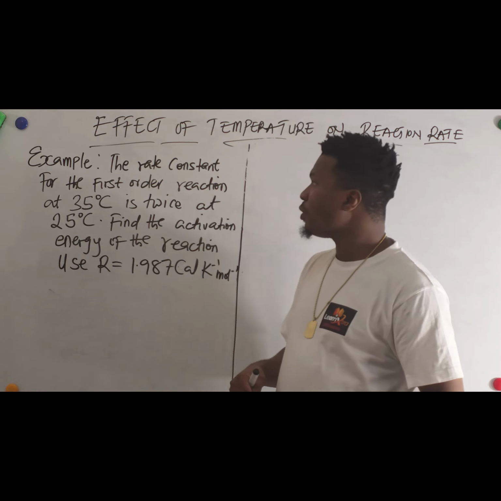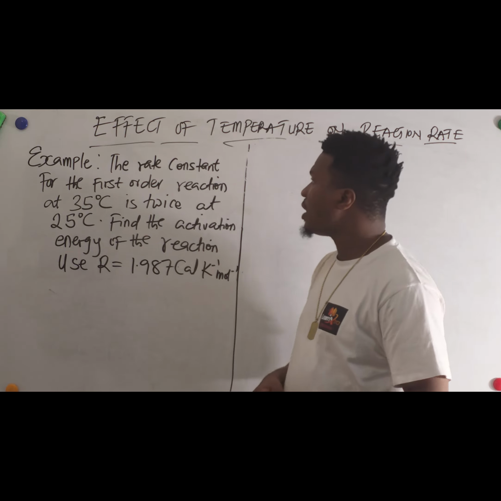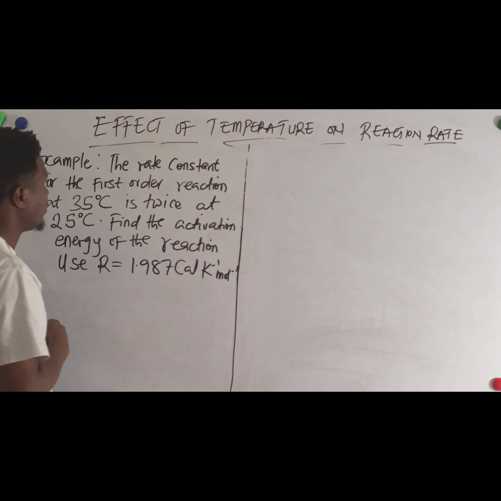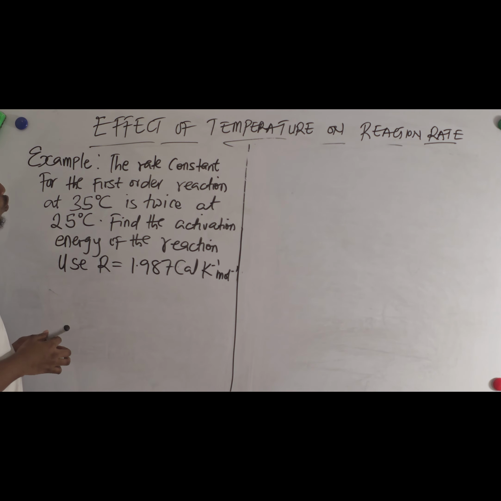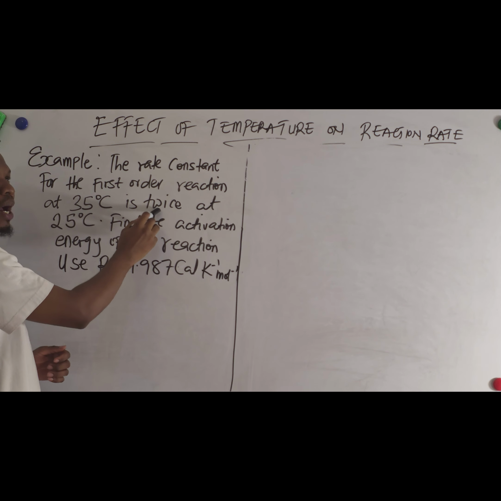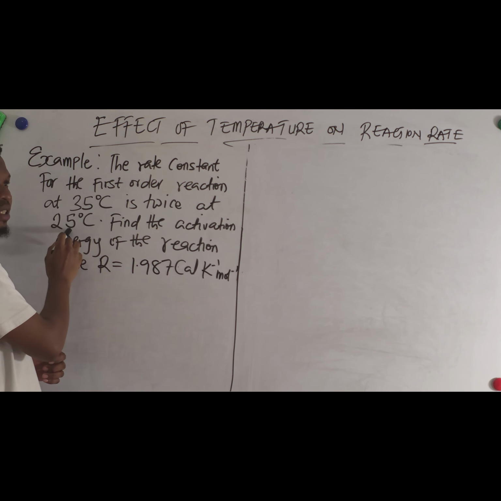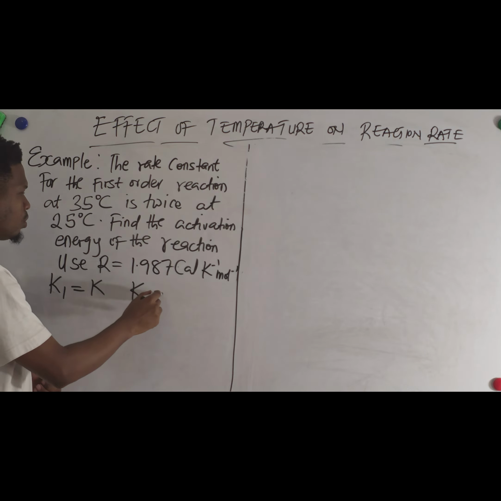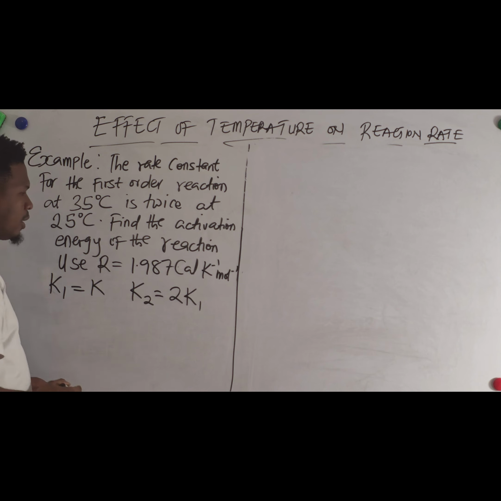So let's look at this simple problem on the Arrhenius equation. They said that the rate constant for the first order reaction at 35 degrees C is twice that at 25 degrees C. So what this means is that if K1 is K, then K2 is twice K1.